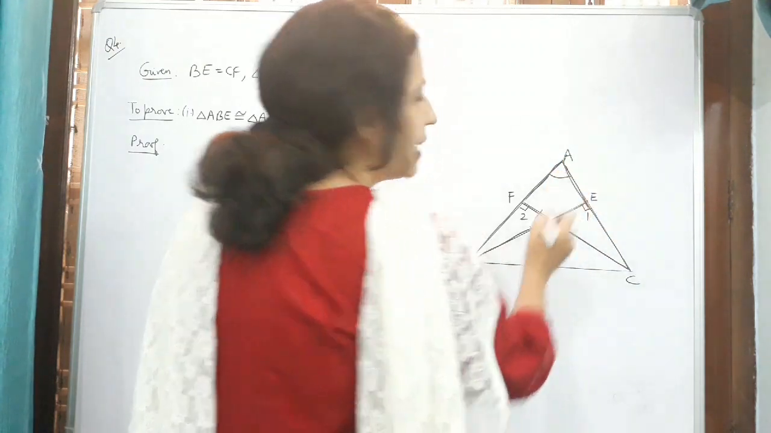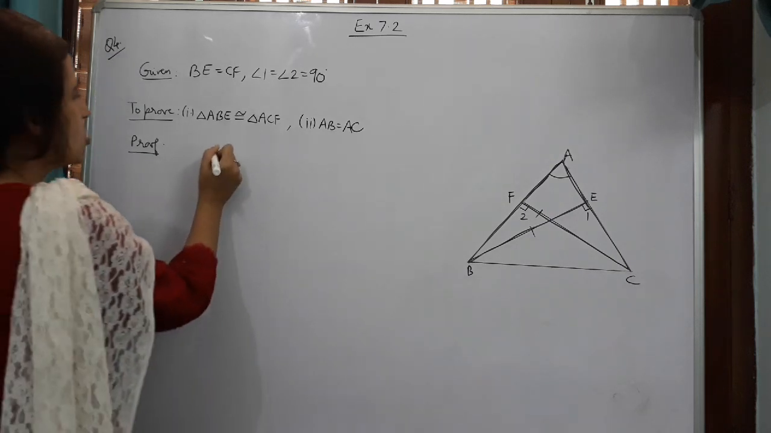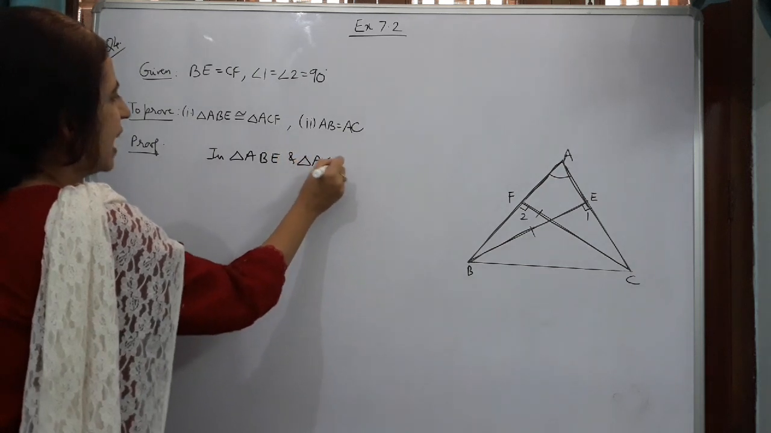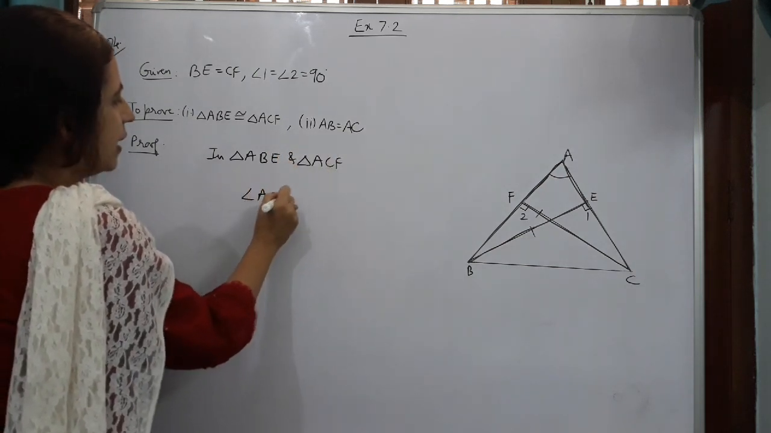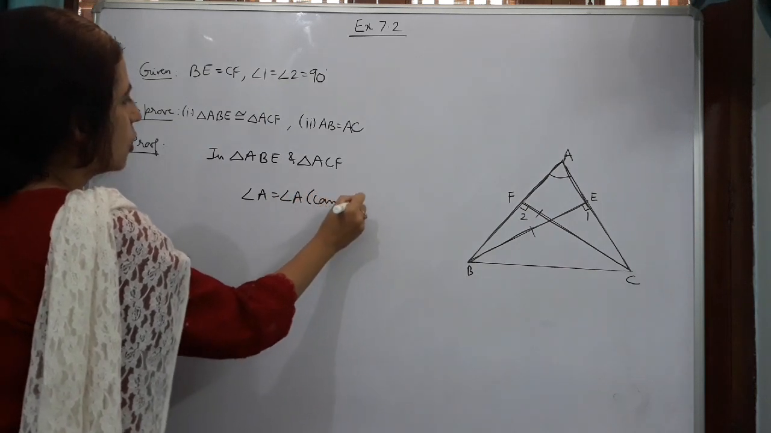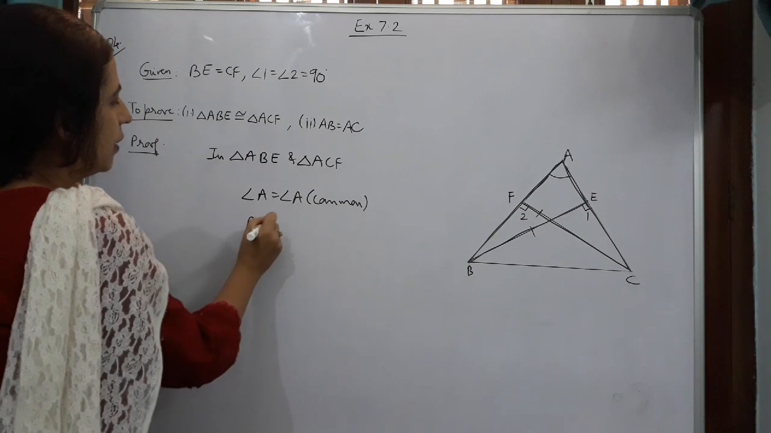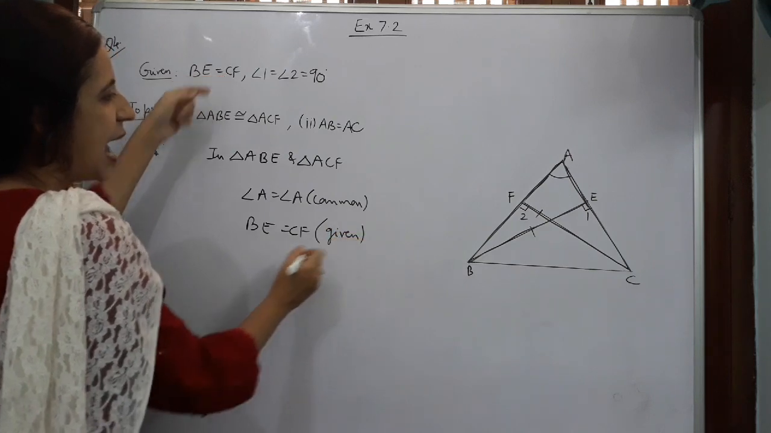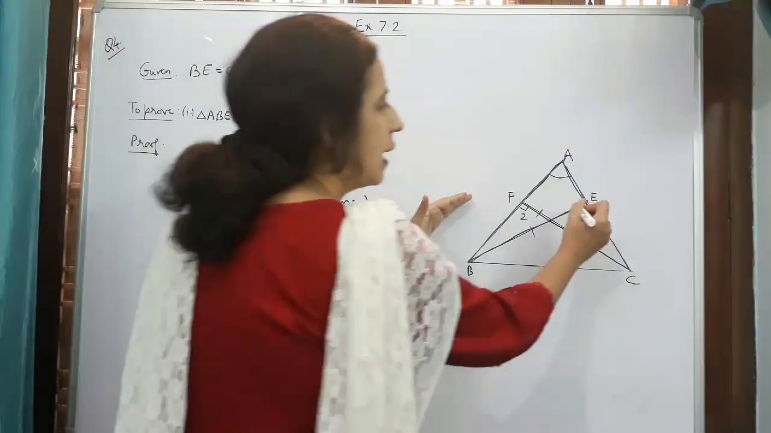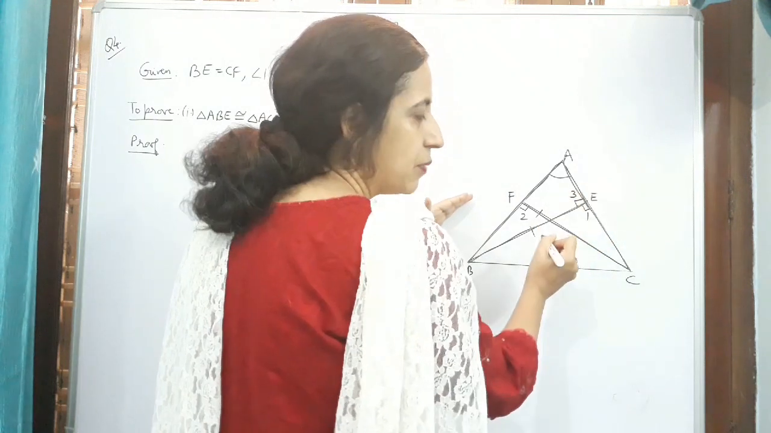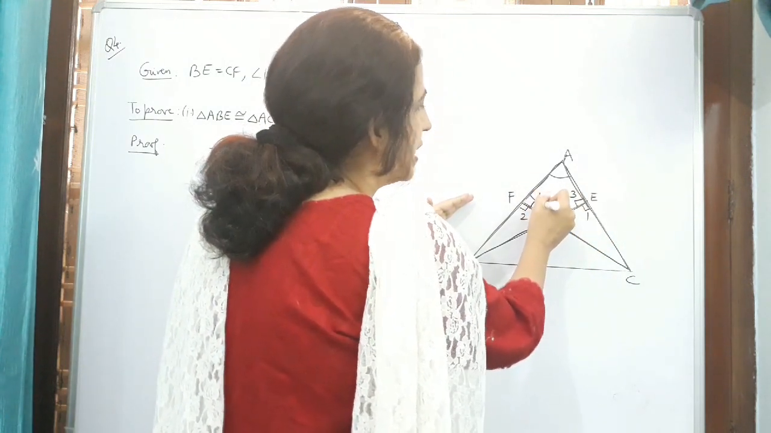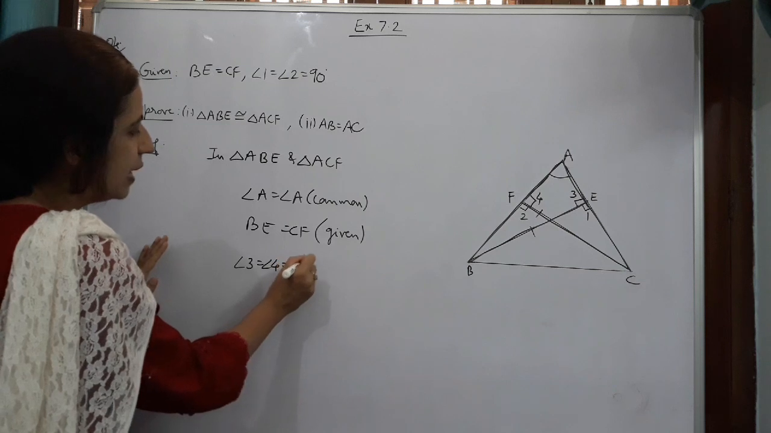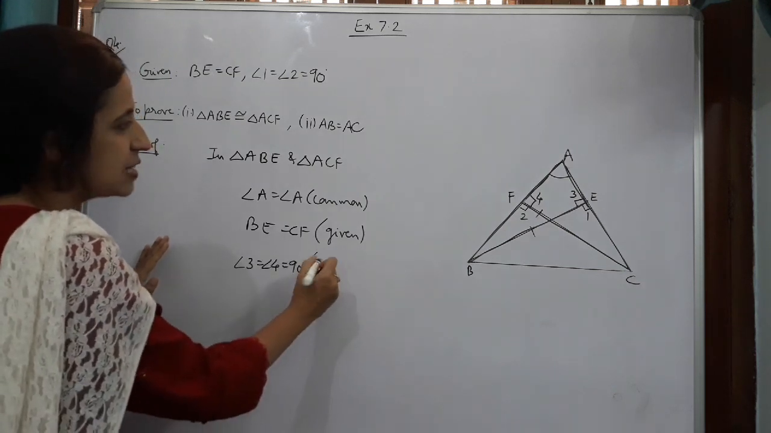Over here again you can see that angle A is the common angle. So we take these two triangles, triangle ABE and triangle ACF. Angle A is equal to angle A. It is the common angle over here. BE is equal to CF. This is given to us in the question. And in triangle ABE, this angle, we name it as angle 3, is equal to, in triangle ACF, this angle, which is angle 4. So angle 3 is equal to angle 4, each of measure 90 degrees, and we write down the reason over here.